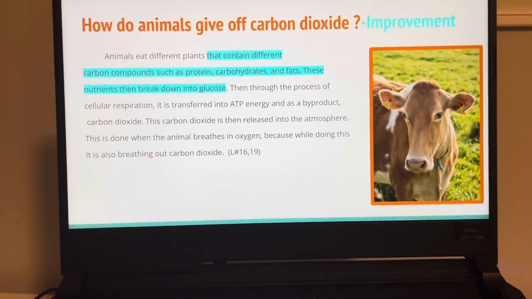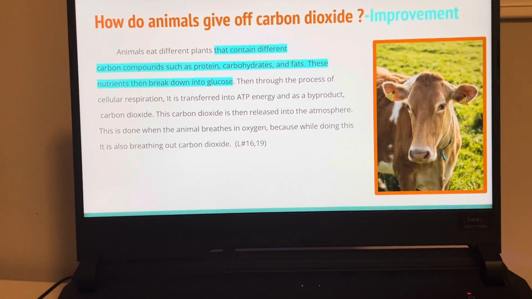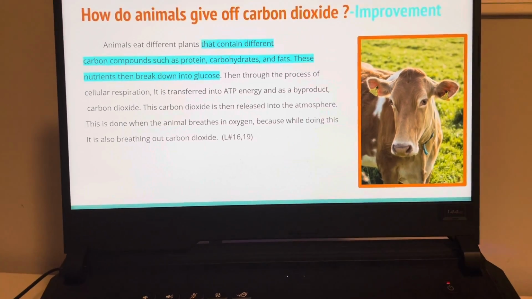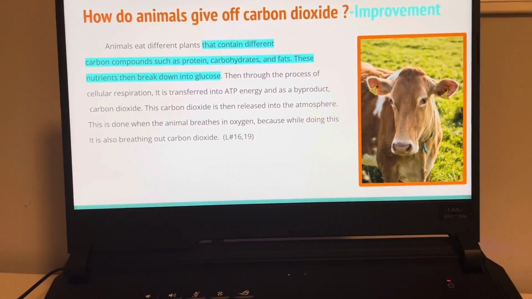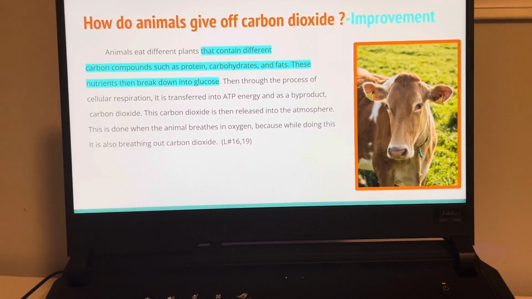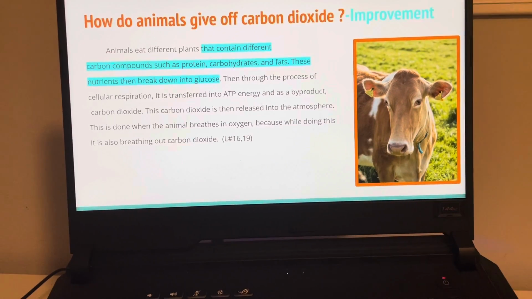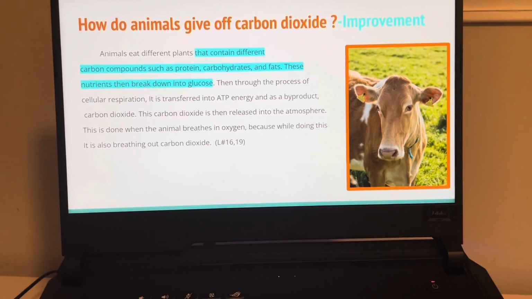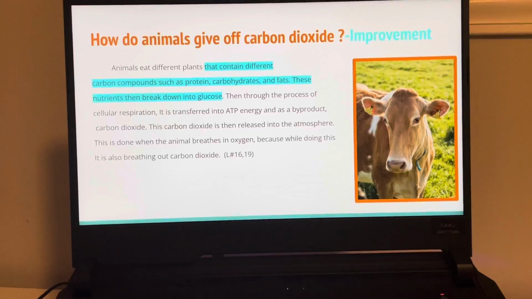How do animals give off carbon dioxide? Animals eat different plants that contain different carbon compounds such as proteins, carbohydrates, and fats. These nutrients are then broken down into glucose, and then through the process of cellular respiration, it is transferred into ATP energy and, as a byproduct, carbon dioxide. This carbon dioxide is then released to the atmosphere, and this is done when the animal breathes in oxygen, because while it is doing this, it is also breathing out carbon dioxide.